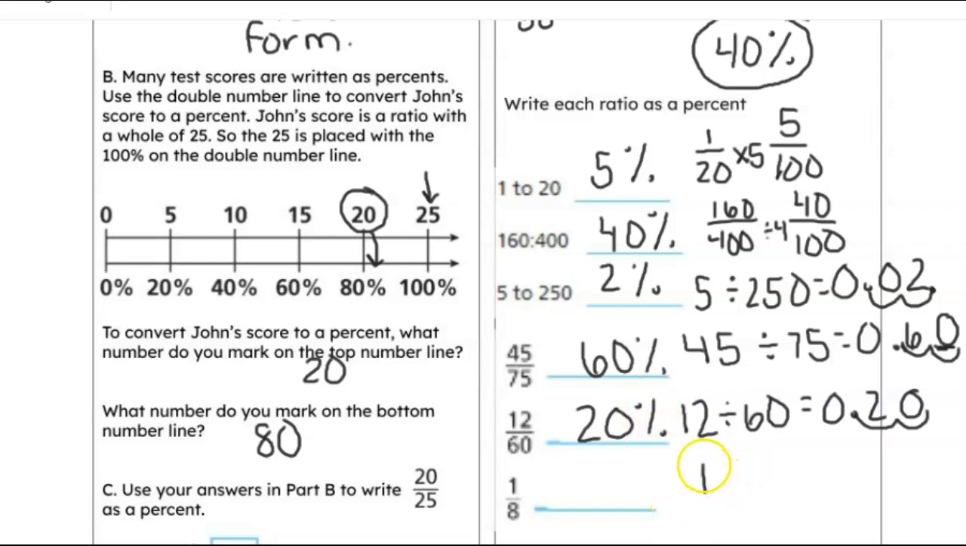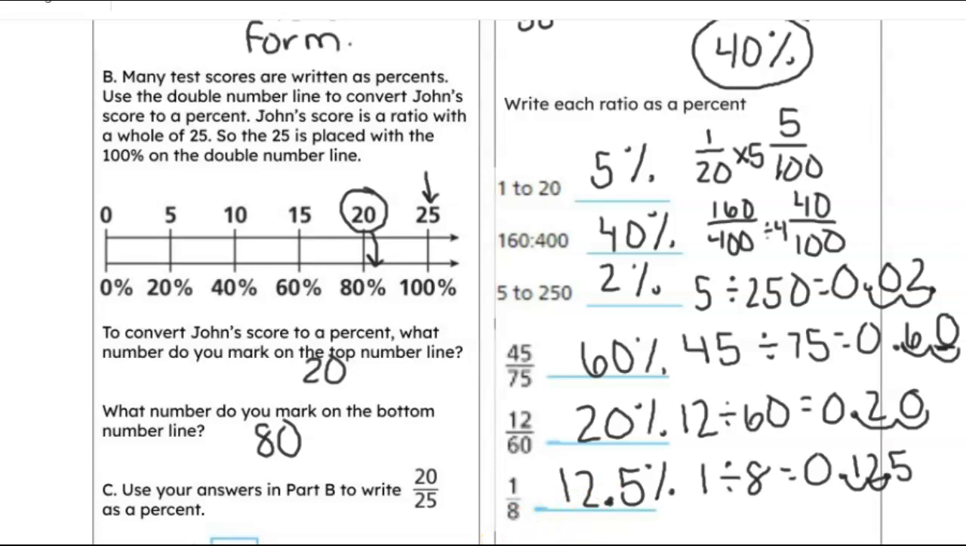And our last one, 1 divided by 8. In my calculator, I'm taking 1 divided by 8. I get 0.125. To change the decimal to a percent, we're going to move 2 times to the right. So that is 12.5%. Let me make that decimal a little bigger there. And that's all you're doing right there on the check understanding.